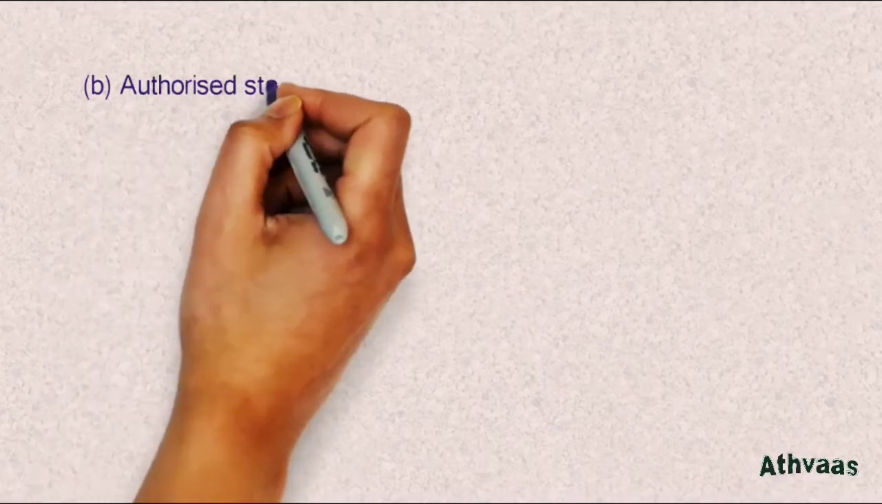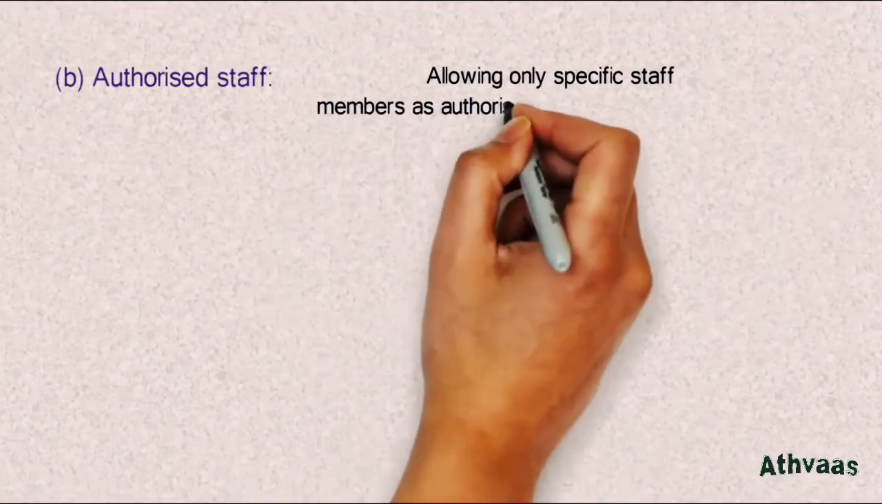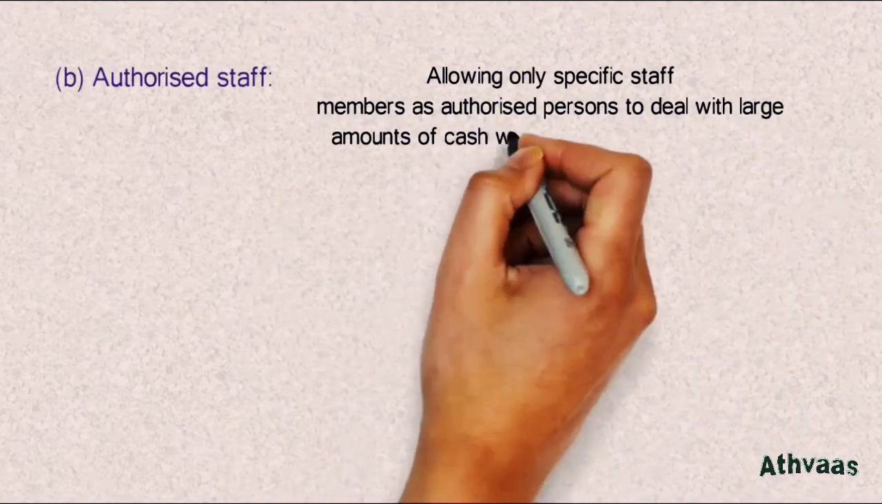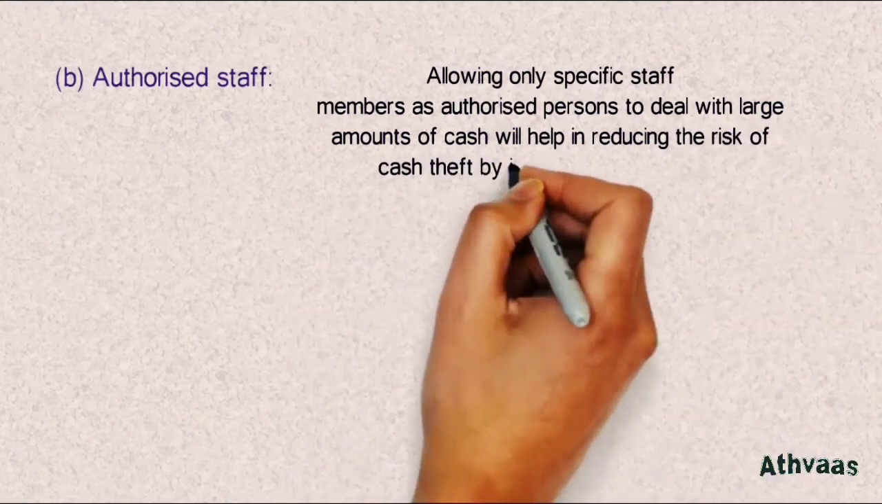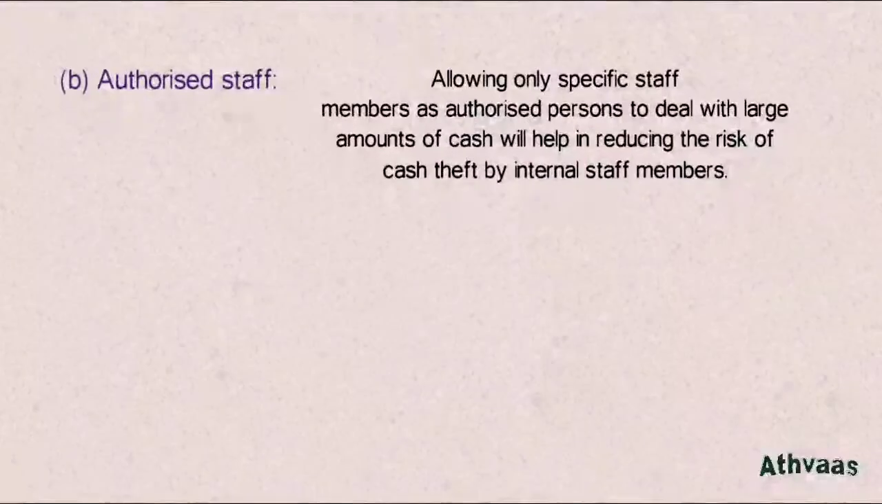The second one is authorized staff. It means only specific staff members should be authorized persons to deal with large amounts of cash. It will help in reducing the risk of cash thefts and other problems by internal members.